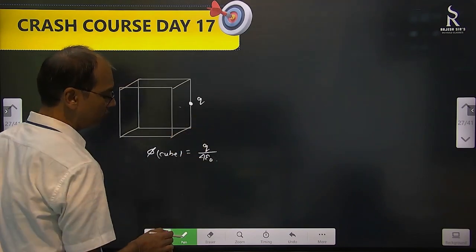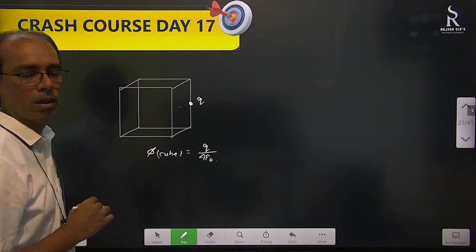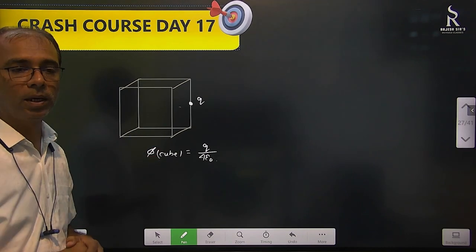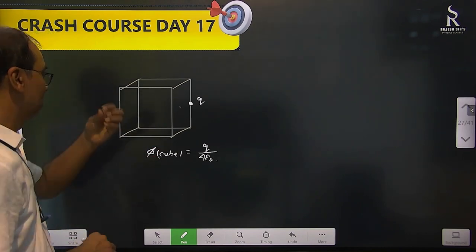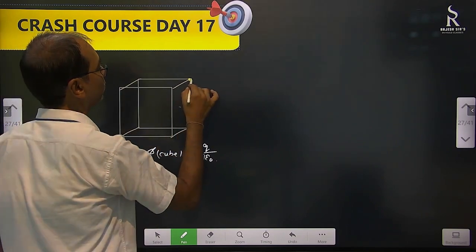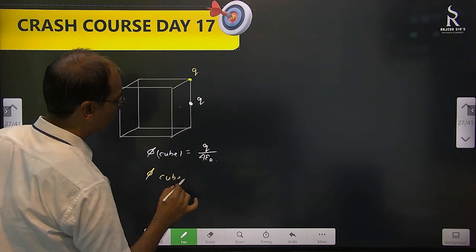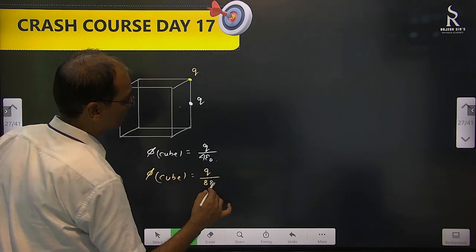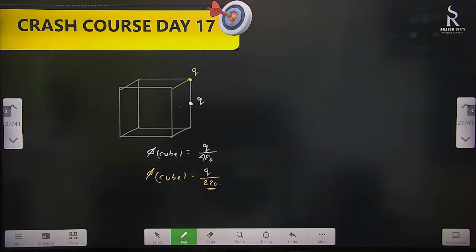If I keep the same charge on the vertex, then how much is the flux through this one? Q by 8 epsilon naught, right? Q by 8 epsilon naught if it's here, because then you require 8 cubes to cover it. So all these questions we can expect in the exam. This is Q by 8 epsilon naught.